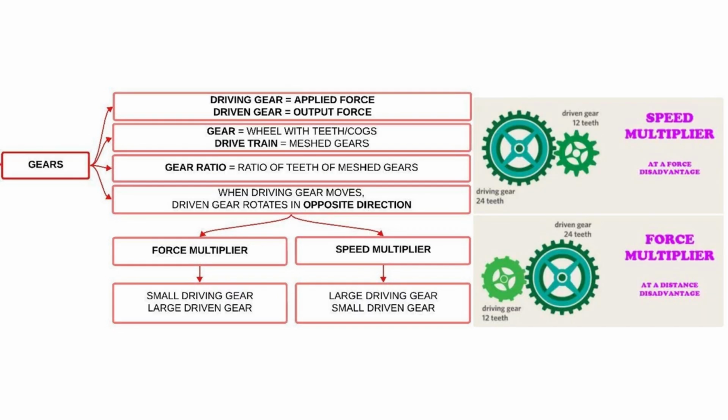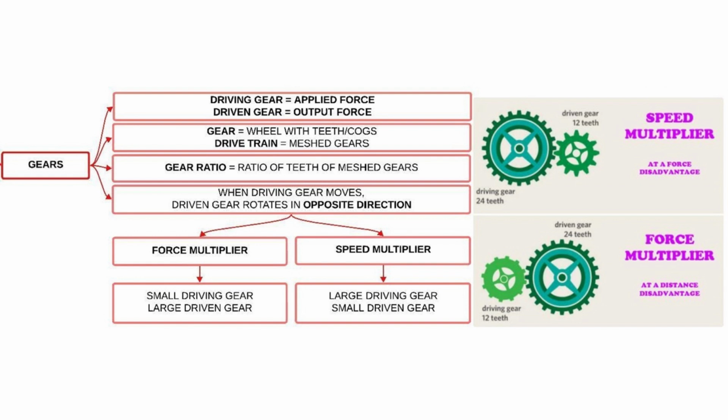Then we have gears. Now gears have to come in pairs for them to be gears. There is the driving gear, which has the applied force, and the driven gear, which is the output force. A gear is any wheel with teeth or cogs, and a drivetrain is gears that are meshed together. A gear ratio is the ratio of teeth of the meshed gears. When a driving gear moves, the driven gear rotates in the opposite direction.